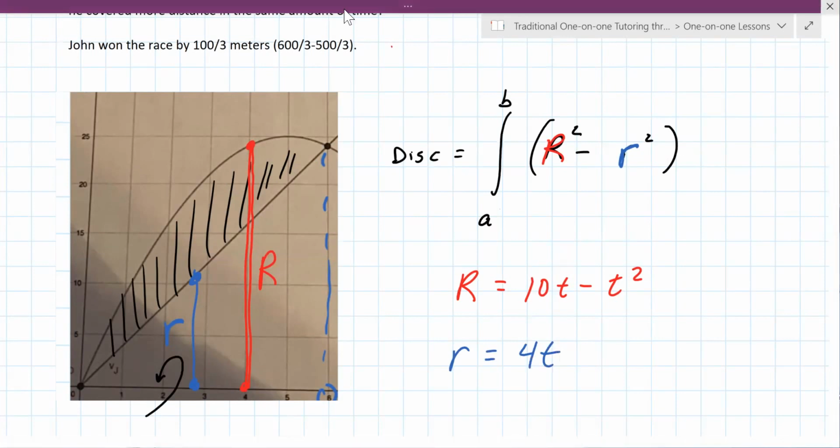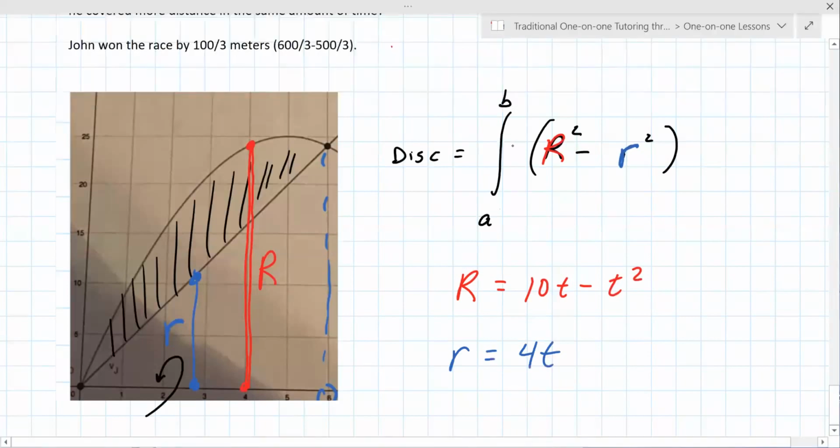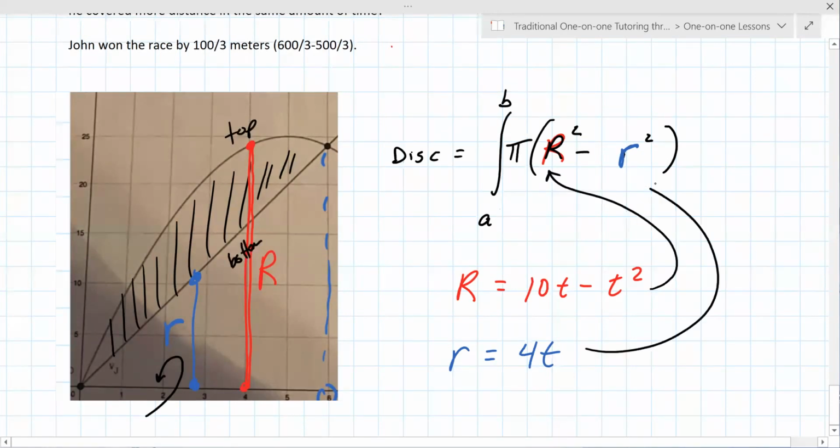How would you identify which one is big R, little r? Is it just which one goes up higher? Whichever one's further, yes. It's always top minus bottom. Okay, so now these go in here. So this goes in here, this goes in here.